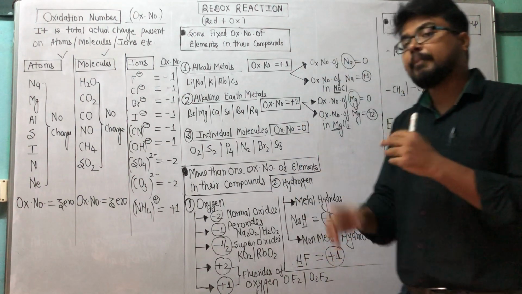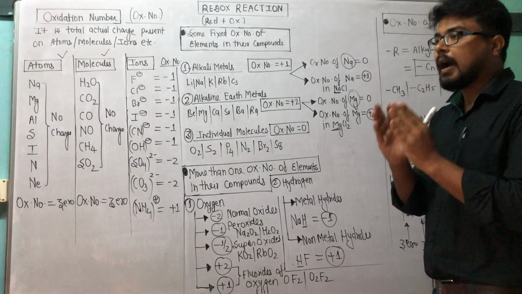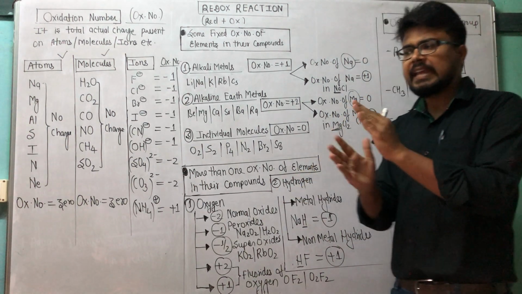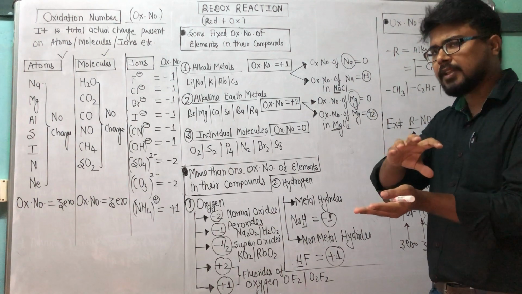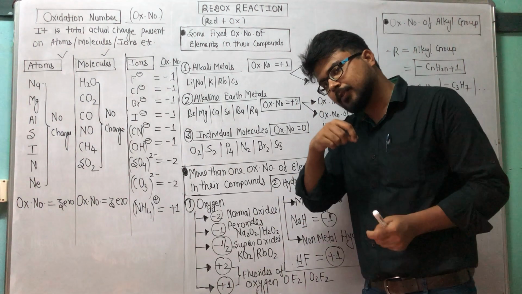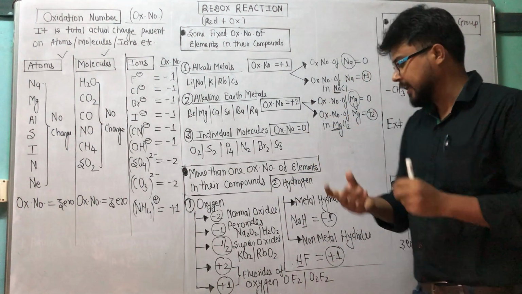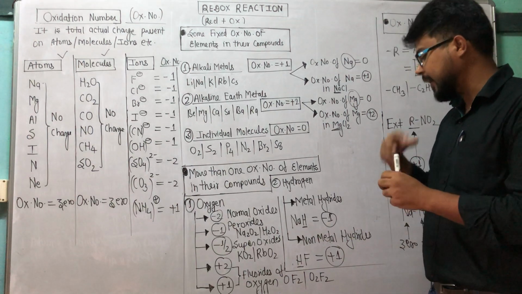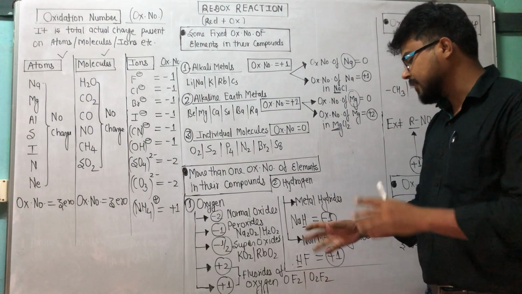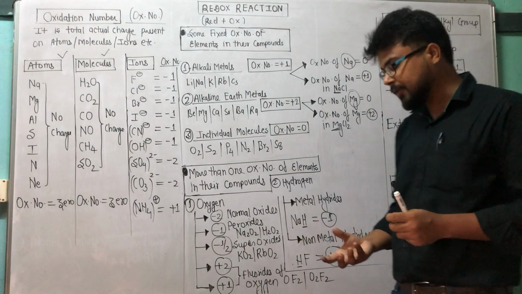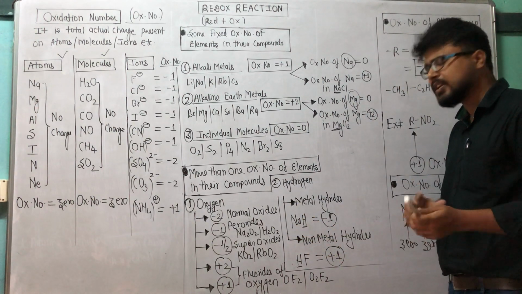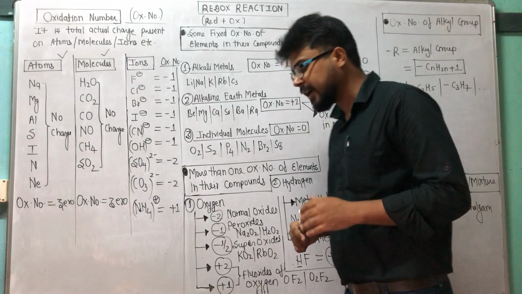Students, what are metal and non-metal hydrides? The hydride in which H is connected with a metal is known as metal hydride, and the hydride in which hydrogen is connected to a non-metal is known as non-metal hydride. It depends on the connectivity of hydrogen.